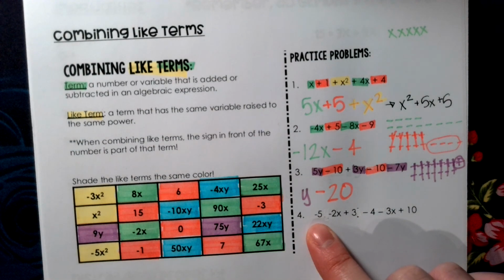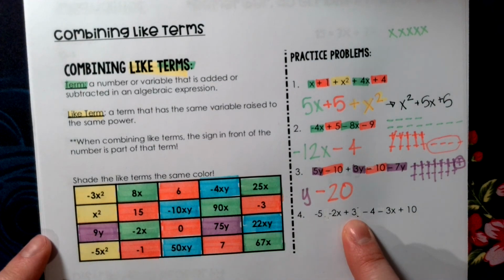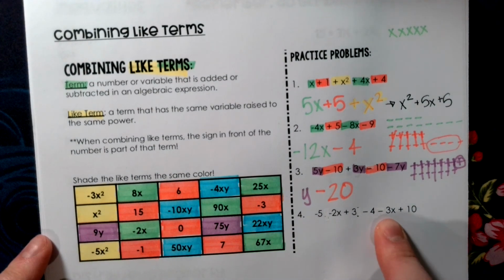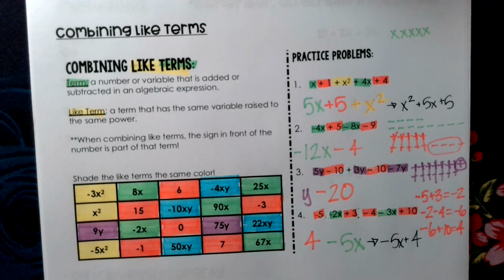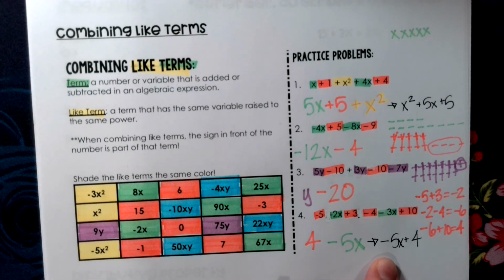So just do negative 5 minus 2x plus 3 minus 4 minus 3x plus 10. Pause the video, play it when you're done. So for that last one, you should get 4 minus 5x, or the way you would see it in a textbook would be negative 5x plus 4.